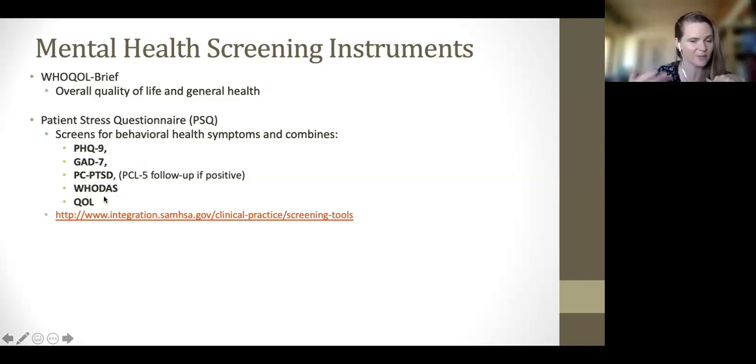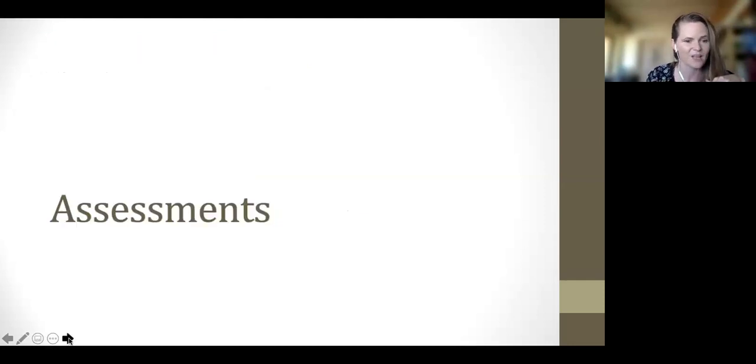And we have a link here because all the ones that we're naming here on this screen are public domain via SAMHSA. So it's really helpful to be able to just download those, and they're pretty straightforward. They all have instructions on them about how to code them.